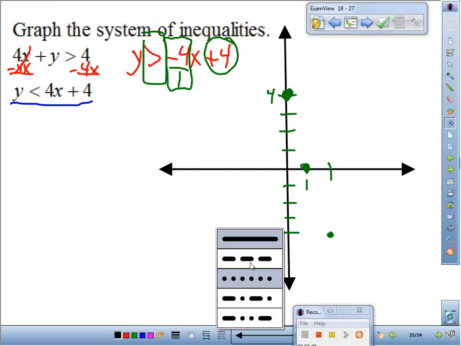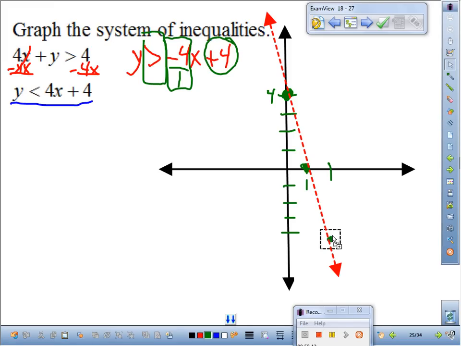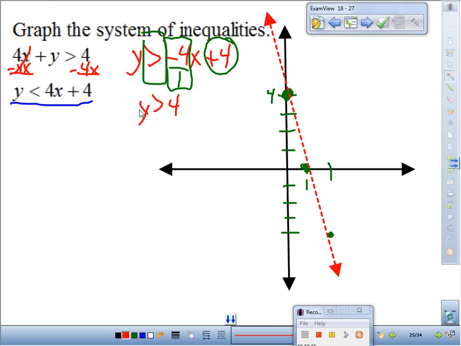So therefore, let me do a dotted line for this one, and I'm going to use red so we can see it. There it is, watermelon, wow. Okay, there it is. So there's my line. However, this is an inequality. That means we need to shade a region. So let's see. What information do I need? I need the y, the greater than, and the 4. So let's see. According to the y-axis, this says y is greater than 4. What numbers are greater than 4? 5, 6, 7. Where is that located? On this side of the line. So I'm going to shade all this.